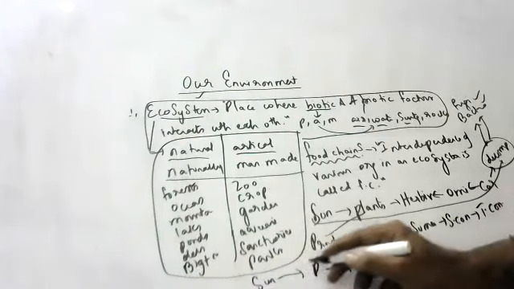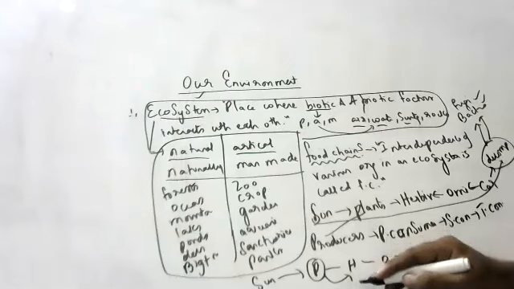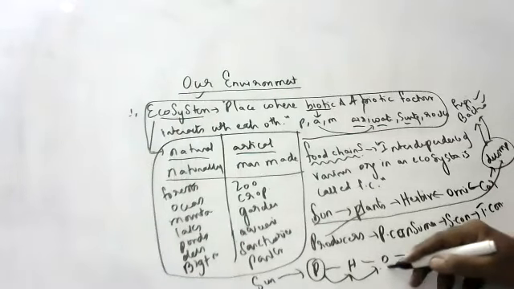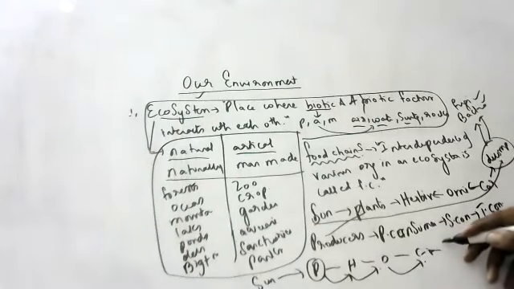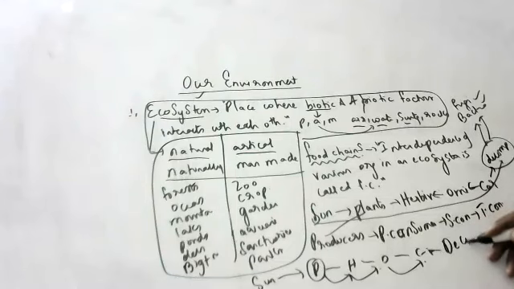From the sun, energy is taken by plants. Plants are eaten by herbivores. Herbivores are eaten by omnivores. Omnivores are eaten by carnivores. Carnivores, herbivores, omnivores, everything are eaten by decomposers. Like this, the interdependence of various organisms on each other in an ecosystem is called food chain.